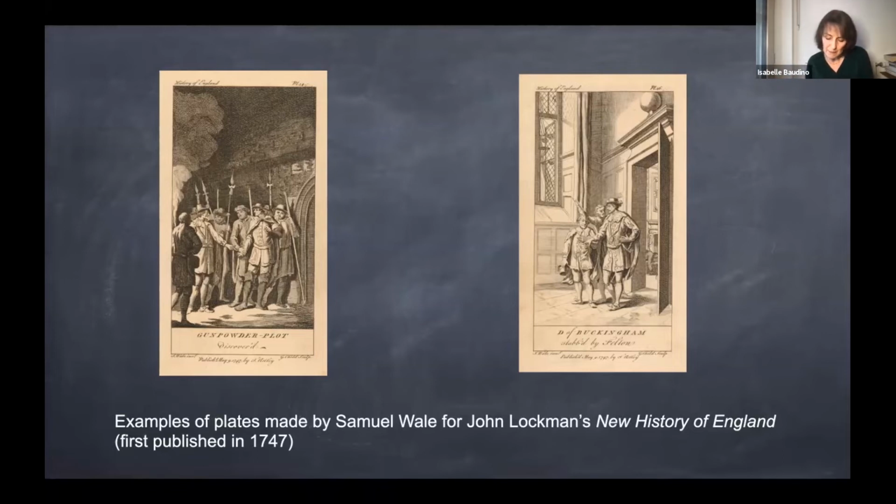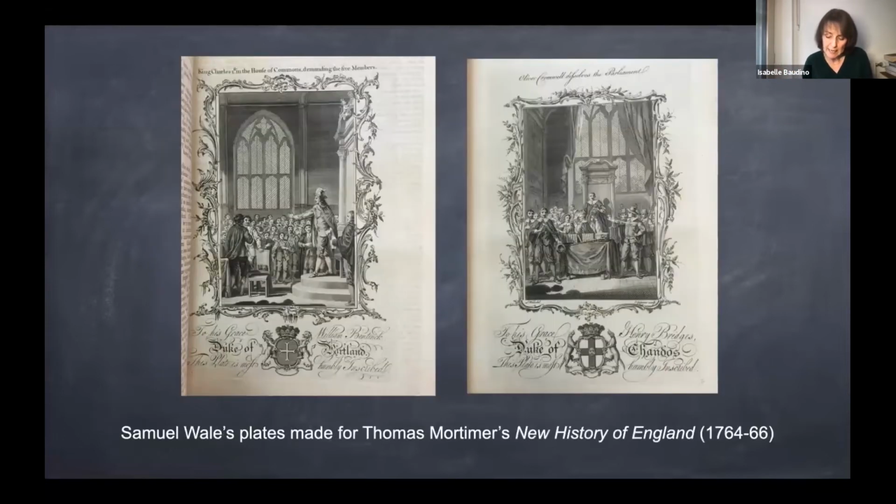That's what Stephen Bann explained in The Clothing of Clio. Each plate being, by metaphorical substitution, an action related in the narrative. So this pedagogical set was constantly reprinted until the early decades of the 19th century. But while this was being reprinted, Wale was commissioned a new set, more sophisticated, as you can see, for Thomas Mortimer's New History of England, and it was published between 1764 and 1766.